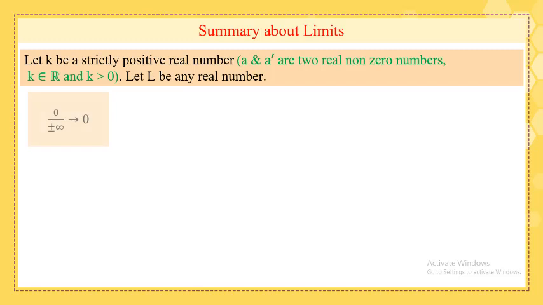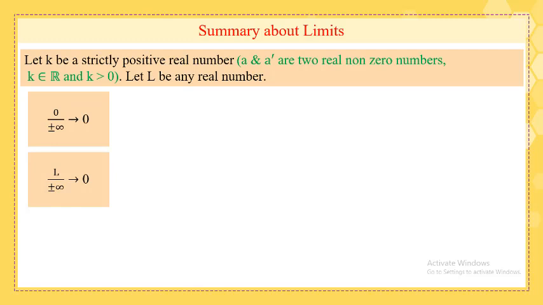Summary about limits. Let k be a strictly positive real number. a and a prime are two real non-zero numbers. k belongs to R. Let L be any real number. 0 over plus or minus infinity tends to 0. L over plus or minus infinity tends to 0.